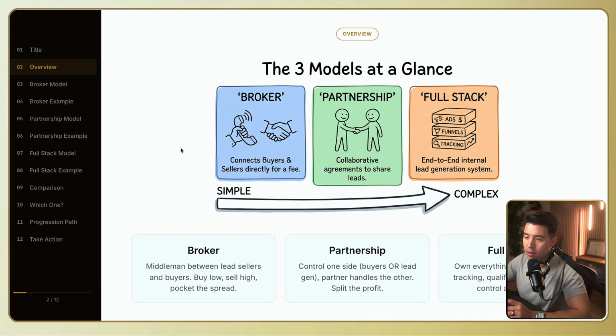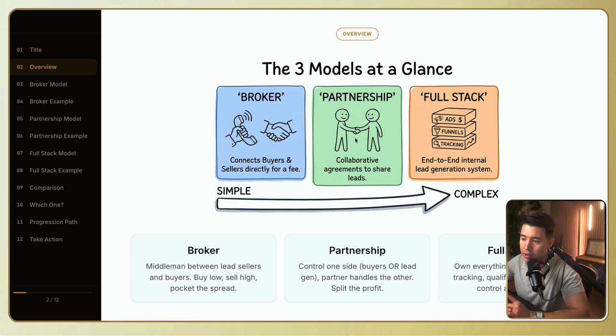So the 3 models. The broker is you're essentially connecting buyers and sellers directly for a fee. So if I were to go and do sales calls and get buyers, I would then just partner up with people who can do the media buying, who can generate the leads. And I go to the media buyers like, hey, how much can you sell me this type of lead for? How much can you sell me a life insurance lead for? They're going to be like $20. Okay, cool. I'm going to go find a buyer and sell it for 30. And then you just take that difference, right? That's the broker model where you're essentially the salesperson and you're just building relationships.